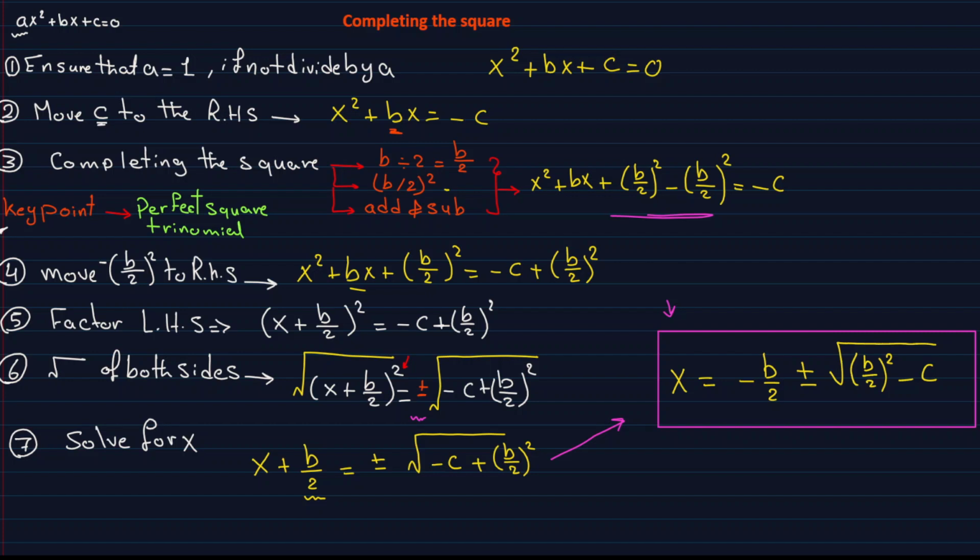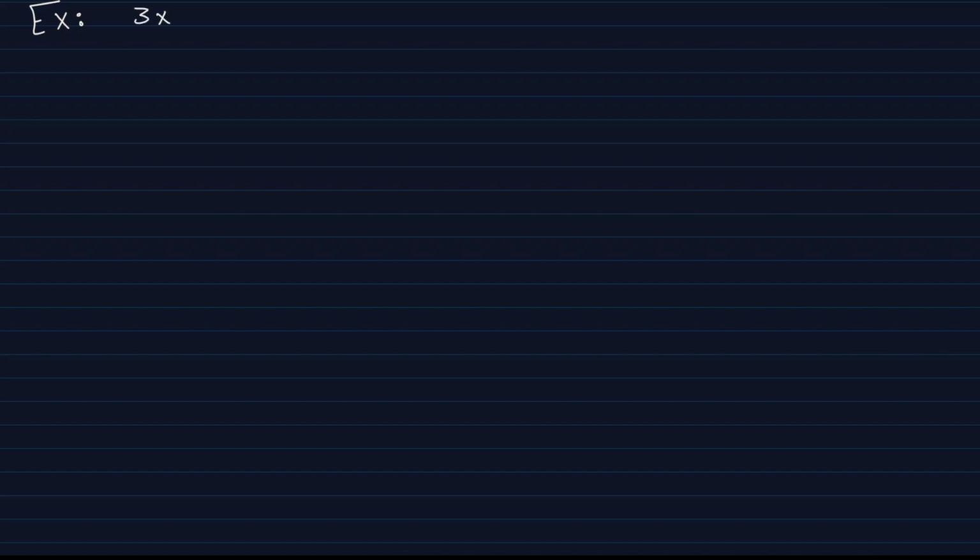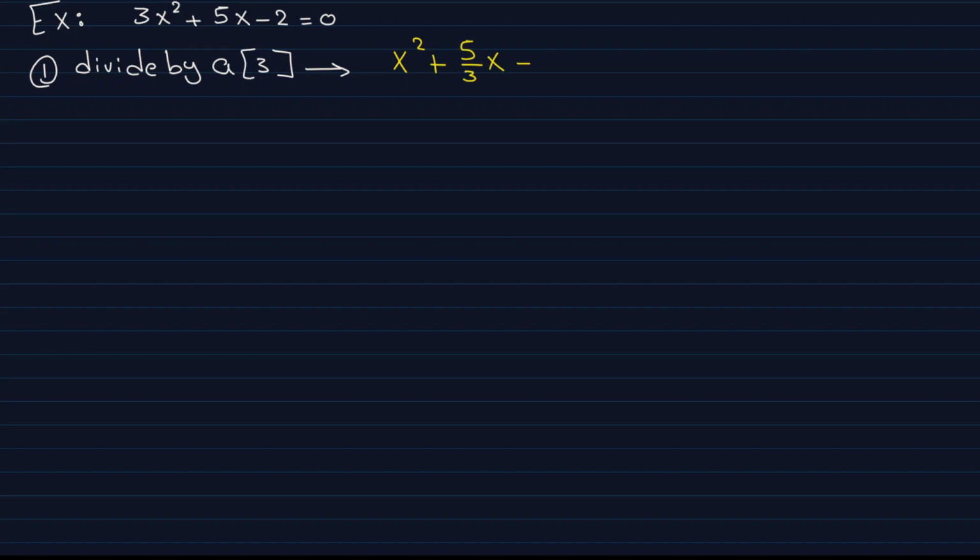Let's see. So we're gonna have 3x^2 + 5x - 2 = 0. First step, divide the whole equation. Since it is in its standard form, we're gonna go immediately to the first step, which is divide the whole equation by a and make sure that a is equal to 1. In order to do that, we're gonna divide the whole equation by 3. So we're gonna have x^2 + (5/3)x - 2/3 = 0.